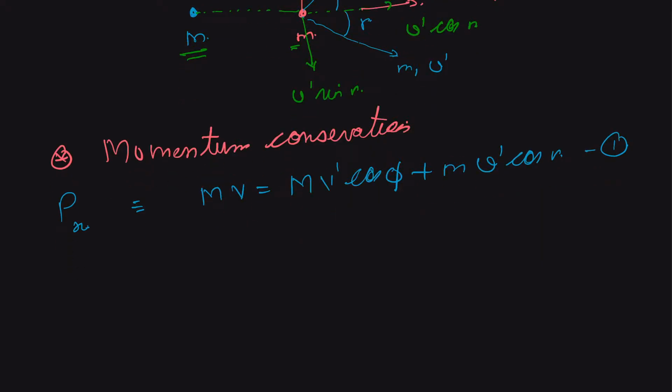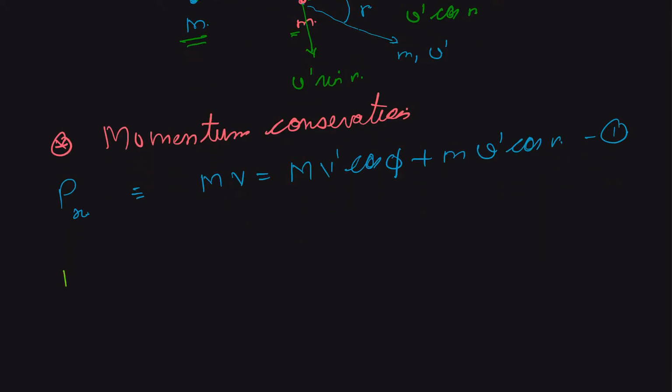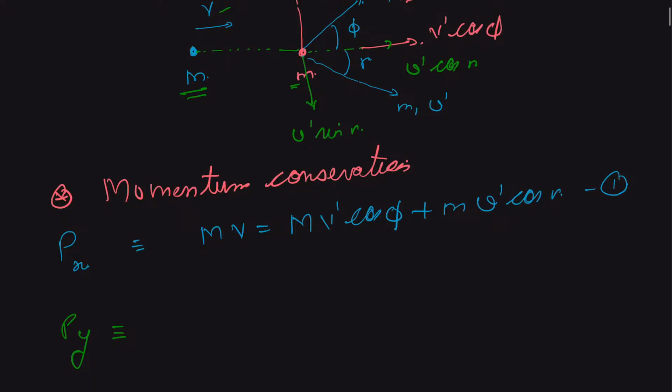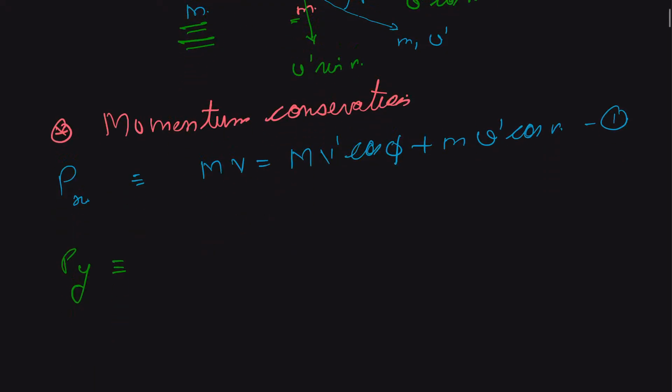Similarly, we can write the momentum conservation along our y-axis. Okay, so all of the initial momentum is along our x-axis. So therefore, along the y-axis that will be equal to 0, and we are going to get this as M v prime sine phi minus m v prime sine gamma. This is our equation number 2.